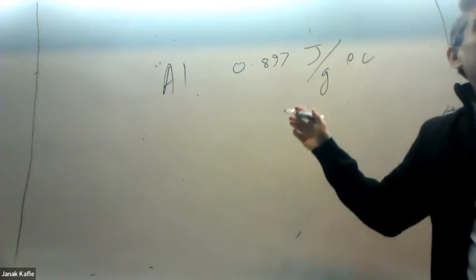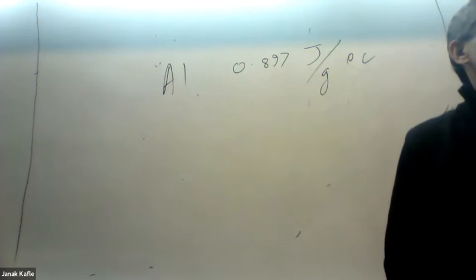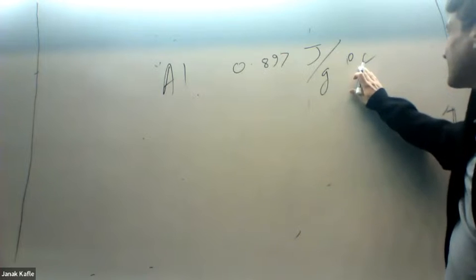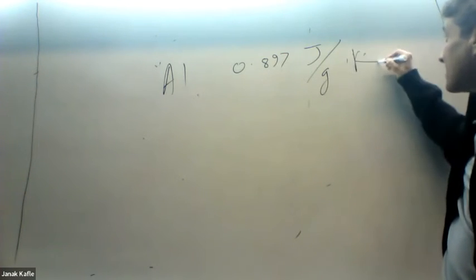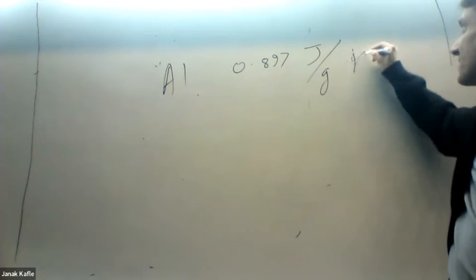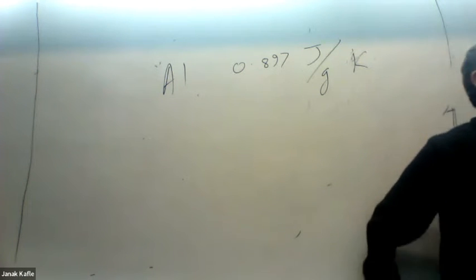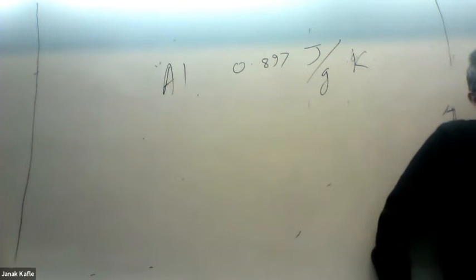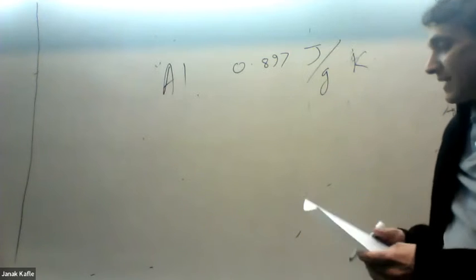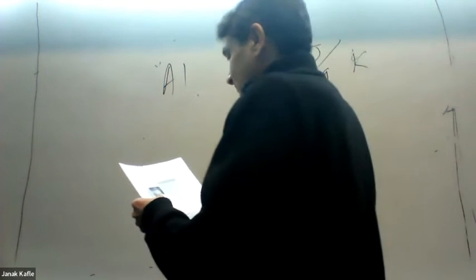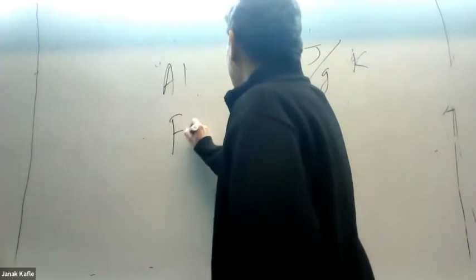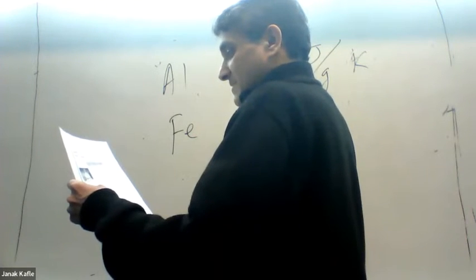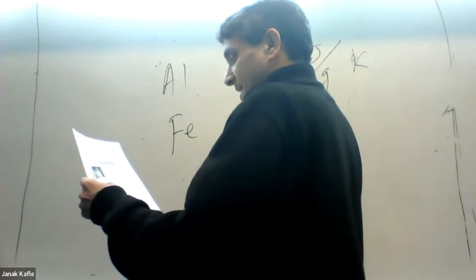To change something by 1 degree centigrade or 1 Kelvin is the same thing, yeah. Sometimes you might see degree centigrade here. Sometimes you see the Kelvin here. It's the same thing. Sometimes we express in Kelvin, sometimes in degree centigrade. So aluminum is 0.897. Iron. The specific heat capacity of iron is 0.449.